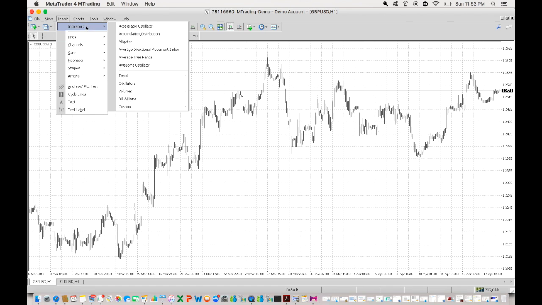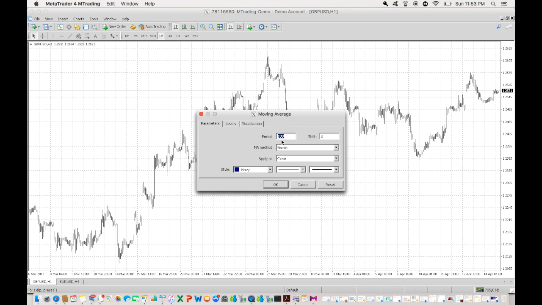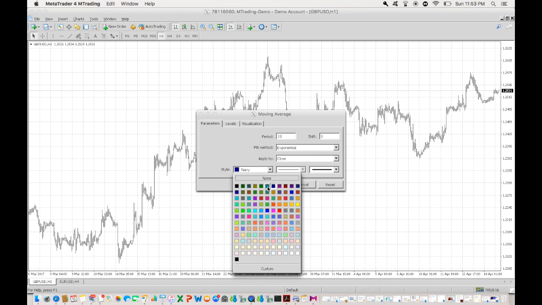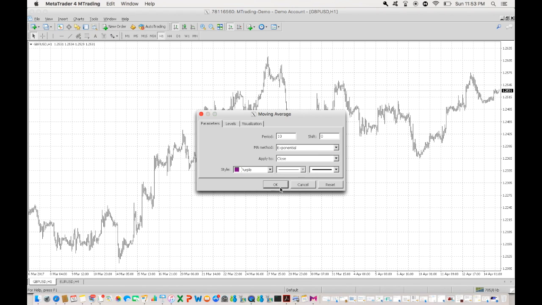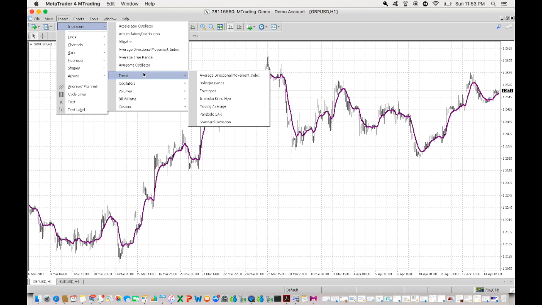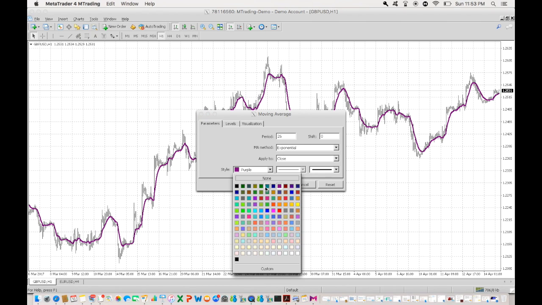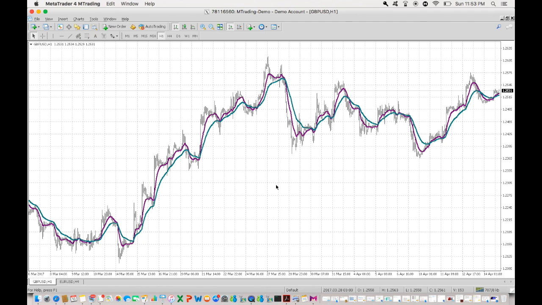So we go to our indicator, trend, and then we go to moving average, and we go 10, and we go exponential. That's what EMA stands for, exponential moving average. Choose any color that you want. I like bright pinks and purples, so I'm going for a purple, and then I press OK, and then I'm going to insert another one, which is going to be 26, and then exponential, and I'm going to choose a different color so I can just distinguish the two, and I'm going to press OK.